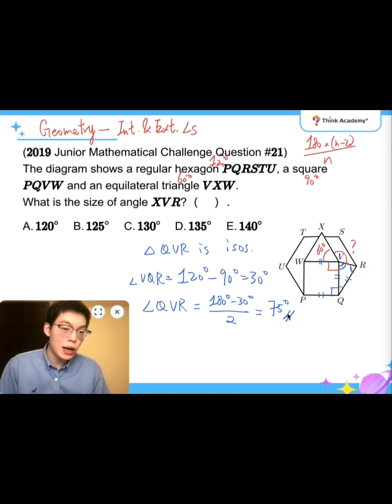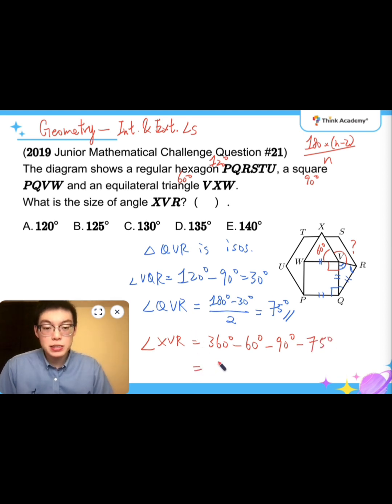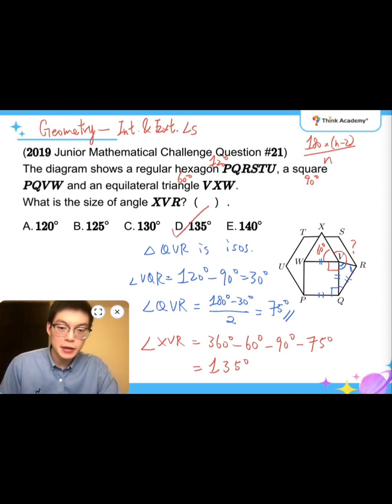And now we can find XVR. So the angle XVR is going to be 360 degrees, which is the sum of all angles at a point, take away the 60 coming from the triangle, the 90 coming from the square, and the 75 that we have just calculated. And the answer is going to be 135 degrees. So the answer is D for this one. All right.